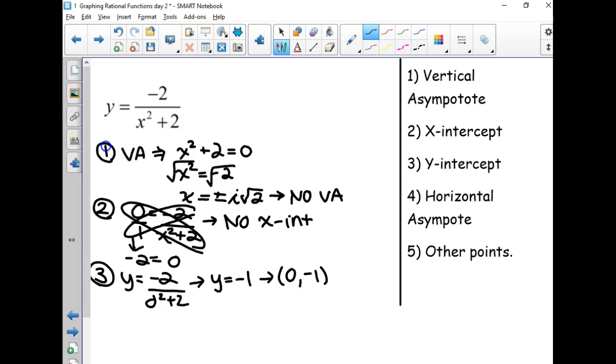Step 4, my horizontal asymptote. What is my horizontal asymptote? How do you know it's 0? Degree is 0 on top, 2 on the bottom. 0 is less than 2, so the degree of the numerator is less than the degree of the denominator. It's always y is equal to 0. So my horizontal asymptote is y is equal to 0. Now we need other points, but before we get our other points, let's graph what we have.